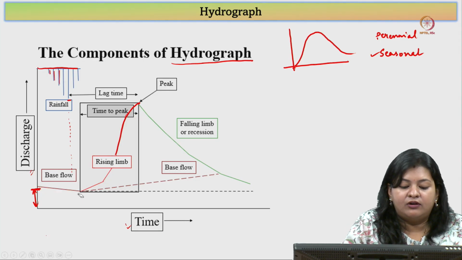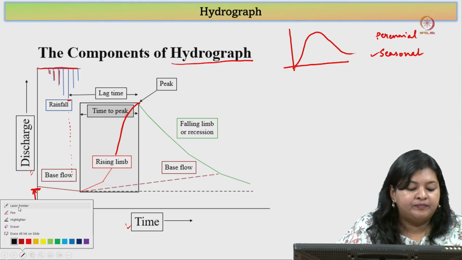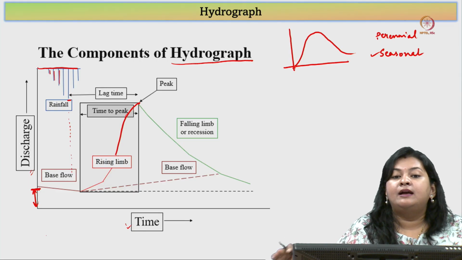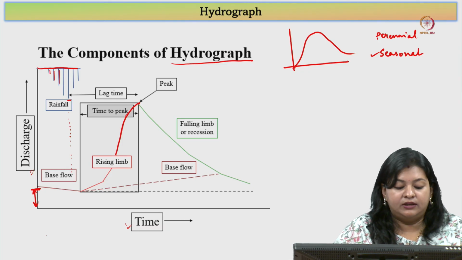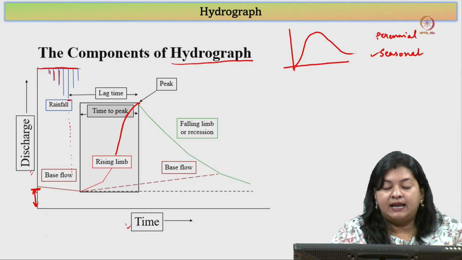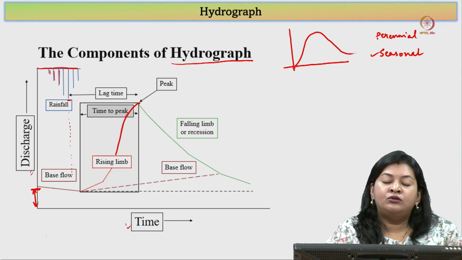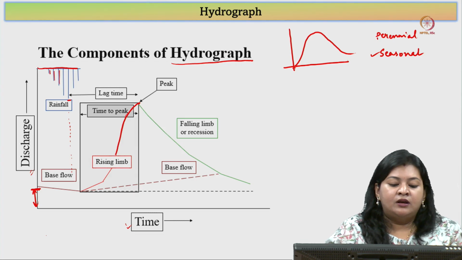from the highest amount of rainfall to the time that it takes to peak the discharge is called the lag time. Now, lag time is dependent on many factors. It depends on the vegetation, it depends on the land cover, the land use, and how much water is being lost by evapotranspiration, and several other parameters.